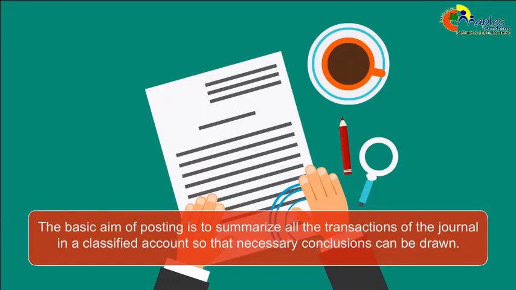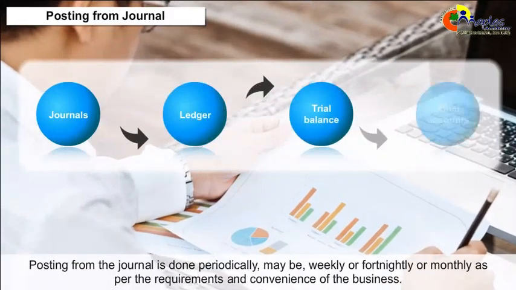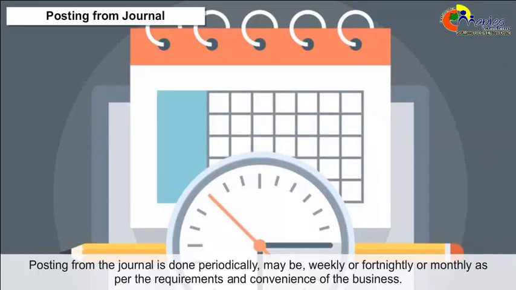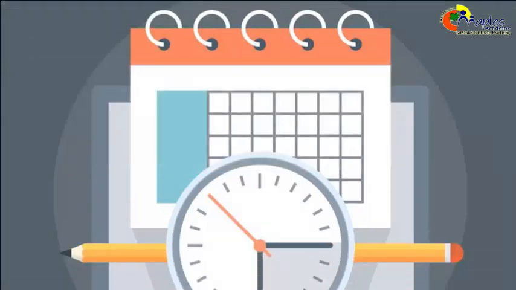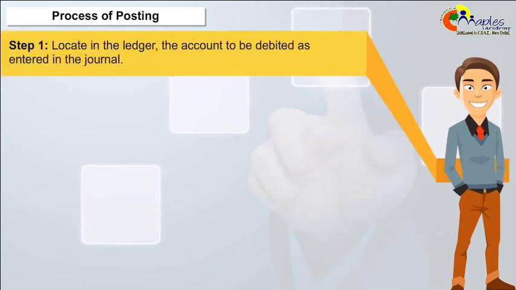Posting from journal. Posting from the journal is done periodically, maybe weekly or fortnightly or monthly, as per the requirements and convenience of the business. Process of posting. The complete process of posting includes Step 1. Locate in the ledger the account to be debited as entered in the journal.